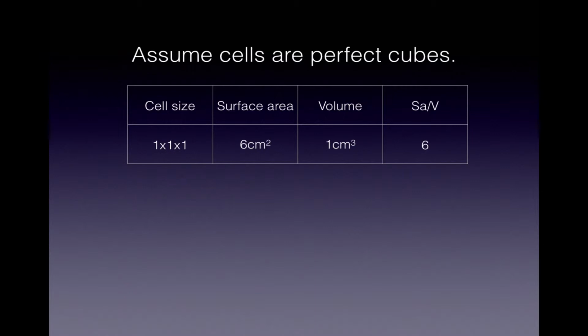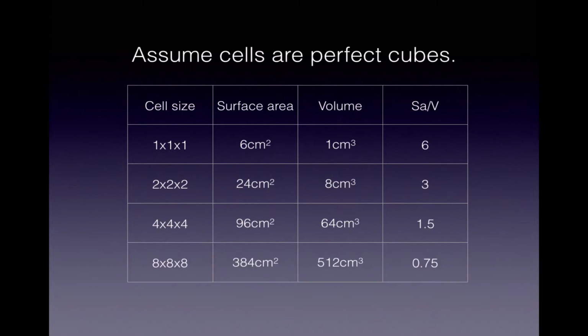But look what happens when we double the size of the cube. Okay, so now the cube is 2 by 2 by 2. The surface area goes up to 24 square centimeters. The volume goes up to 8 cubic centimeters, but the surface area to volume ratio is half the amount. So you can see every time that we double the size of a cube-shaped cell, we cut the surface area to volume ratio in half. And remember, we said earlier that all cells need a minimum amount of surface area per unit volume to survive.